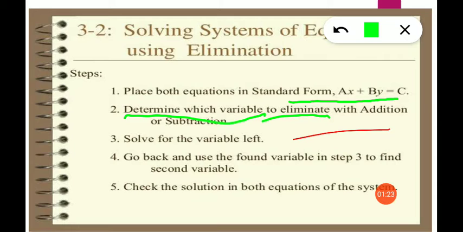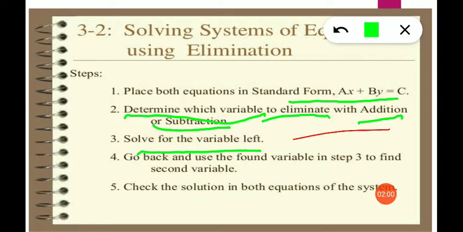After deciding which variable we want to eliminate, we have to decide by looking at the sign whether we have to add or subtract the two equations. After adding or subtracting the equations, we get a single equation in one variable, which we will solve to find out the value.